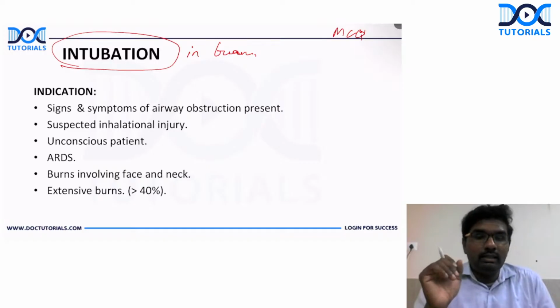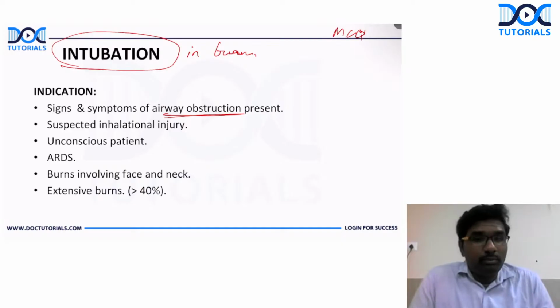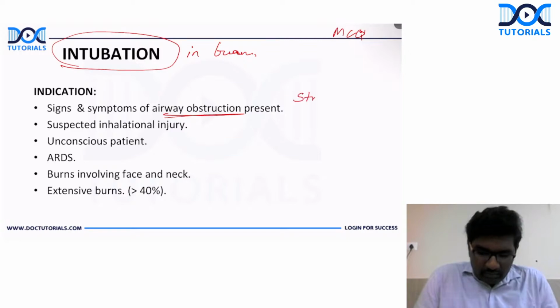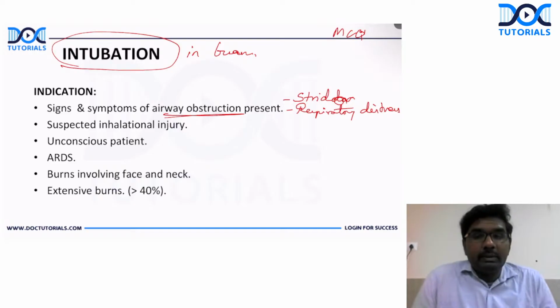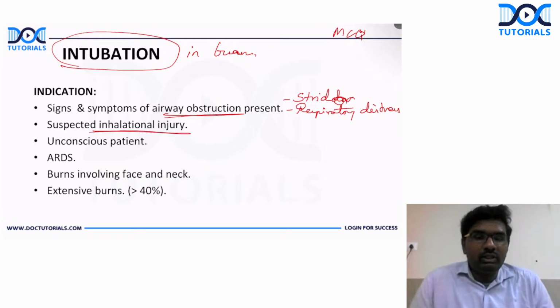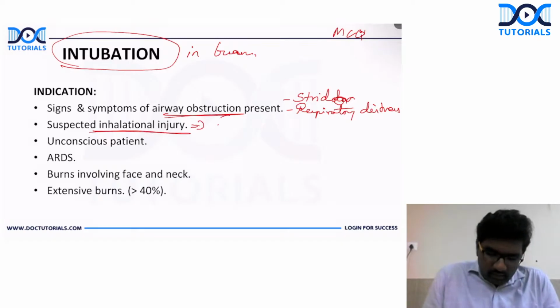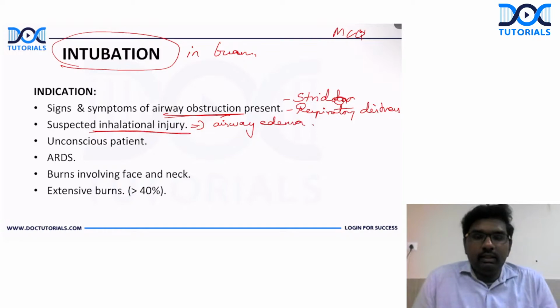First will be signs and symptoms of airway obstruction, if present. What are the signs and symptoms? First, the patient can have stridor, respiratory distress, and sometimes paradoxical abdominal breathing. And in case of suspected inhalational injury, this can cause airway edema.